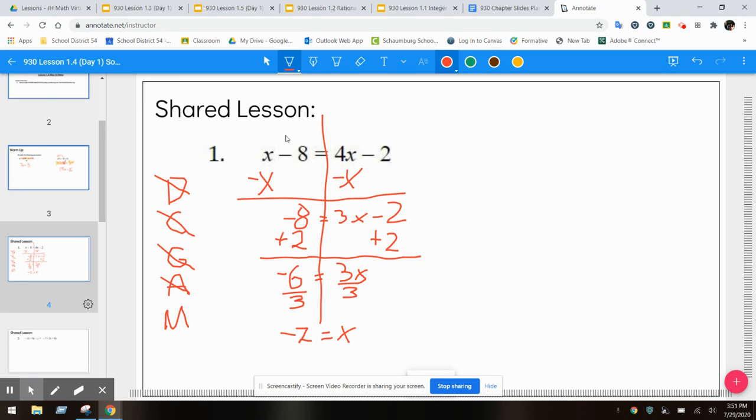-2 minus 8 is -10. 4 times -2 is -8. -8 minus 2 is -10. So -10 equals -10. This answer works. Good. All right, let's move on to the next one.